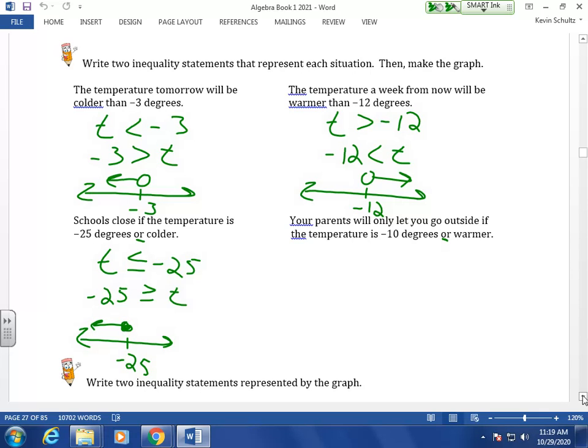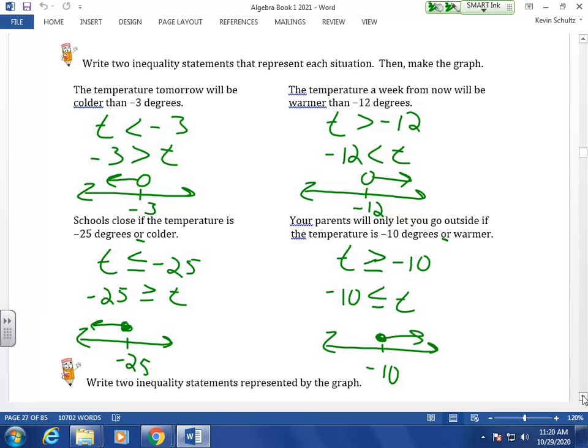And finally, your parents will only let you go outside if the temperature is negative 10 degrees or warmer. So T is greater than or equal to negative 10, or negative 10 is less than or equal to T. Negative 10, closed circle going to the right.